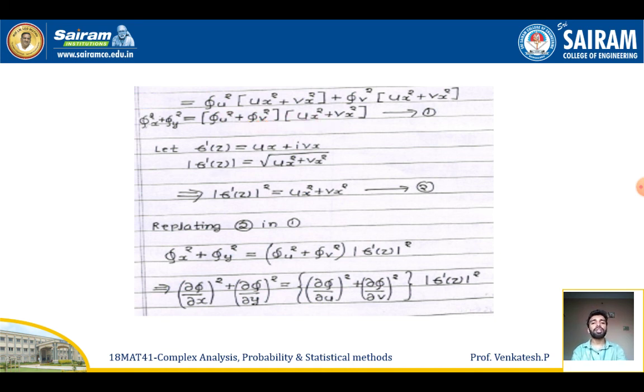Next, consider f'(z). It is given by ux + i vx. Applying the modulus on both sides, I'll get |f'(z)| = √(ux² + vx²), or |f'(z)|² = ux² + vx². Call this equation number 2. I am going to replace equation 2 in equation 1 so that I get φx² + φy² = (φu² + φv²)|f'(z)|², or we can write this as (∂φ/∂x)² + (∂φ/∂y)² = [(∂φ/∂u)² + (∂φ/∂v)²] |f'(z)|². Thank you.